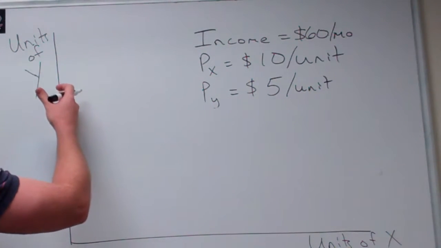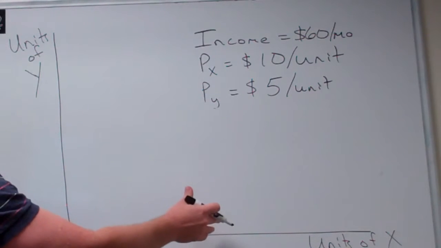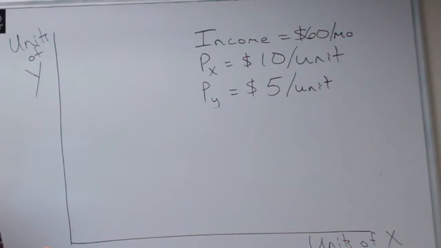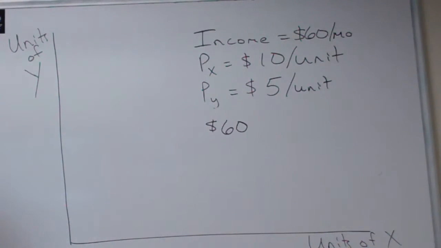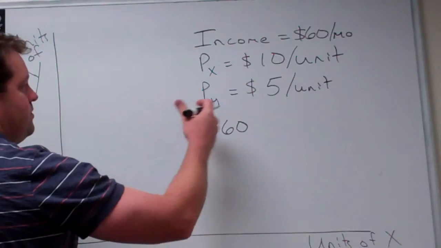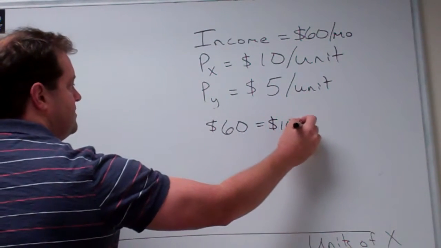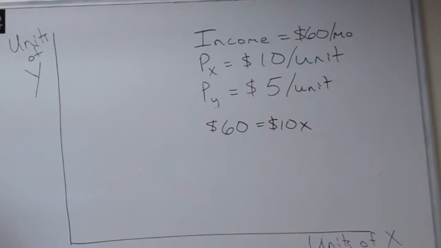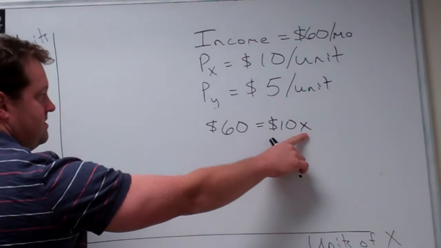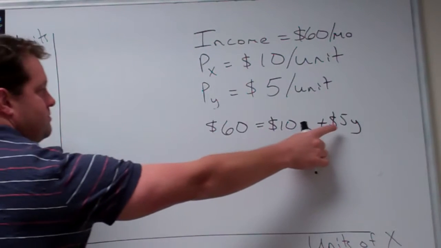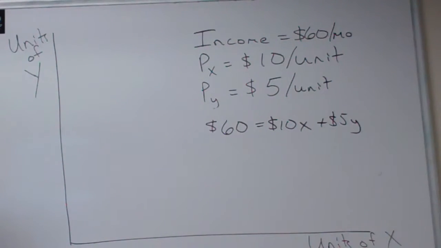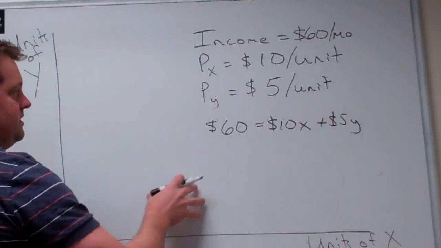So we want to be able to construct a budget constraint that shows us a little bit about scarcity with this information. And this consumer is going to spend all of his income. If he doesn't, then he's not utilizing his resources efficiently. The amount that he's going to spend on X is going to be equal to $10, the price of each unit of X, multiplied by the number of units of X that he consumes. And the amount that he spends on Y is going to be equal to the price of Y multiplied by the number of units of Y. So this is a simple little linear budget constraint.